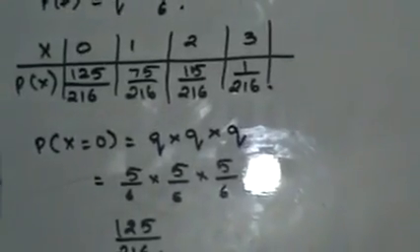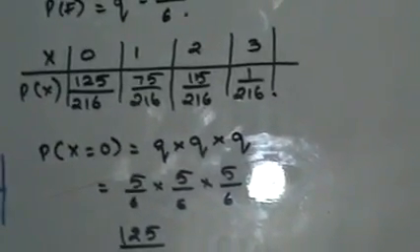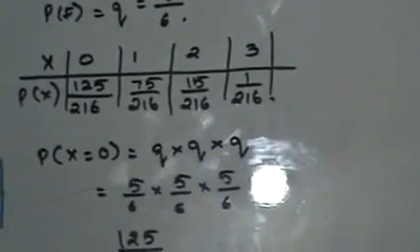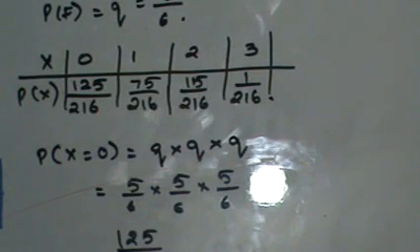Find the probability distribution of the number of times a total of 9 appears in 2 throws of a dice.